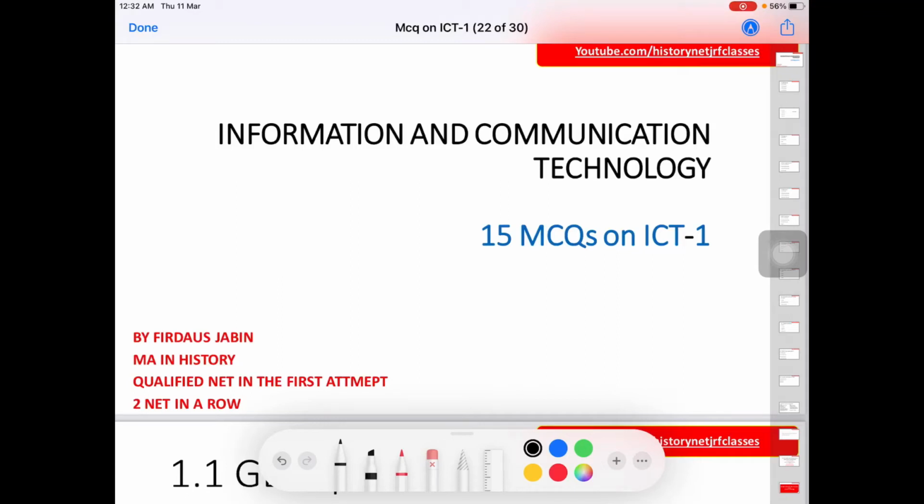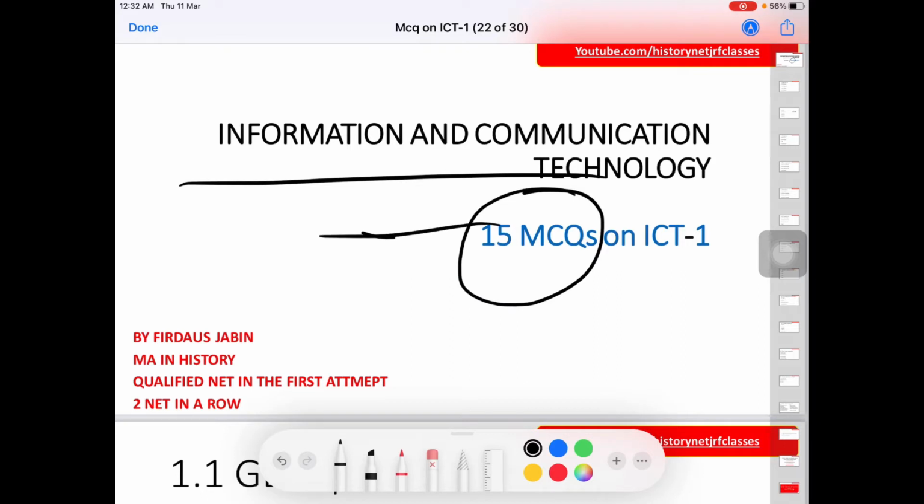This is Firdaus Jabin and today I am going to discuss 15 MCQs on information and communication technology. And as far as ICT is concerned, you have to pay attention to a few topics which are very important. Those are the full forms, memory, storage capacity in increasing or decreasing order, email, and so on. So these are the major important topics that you have to prepare well.